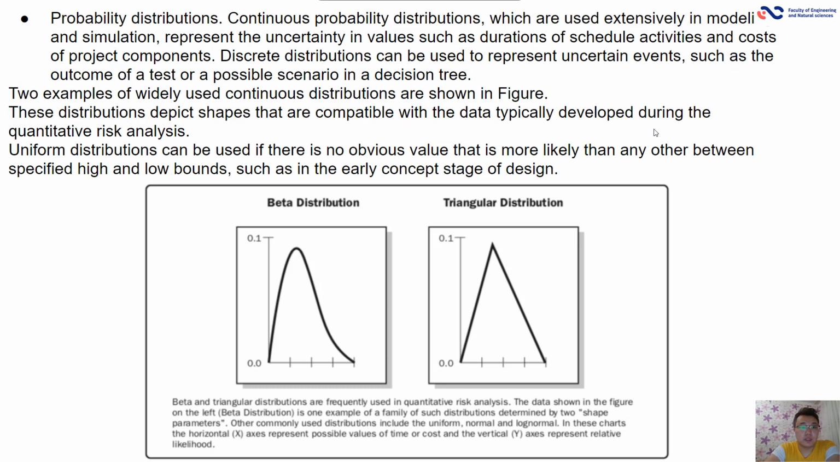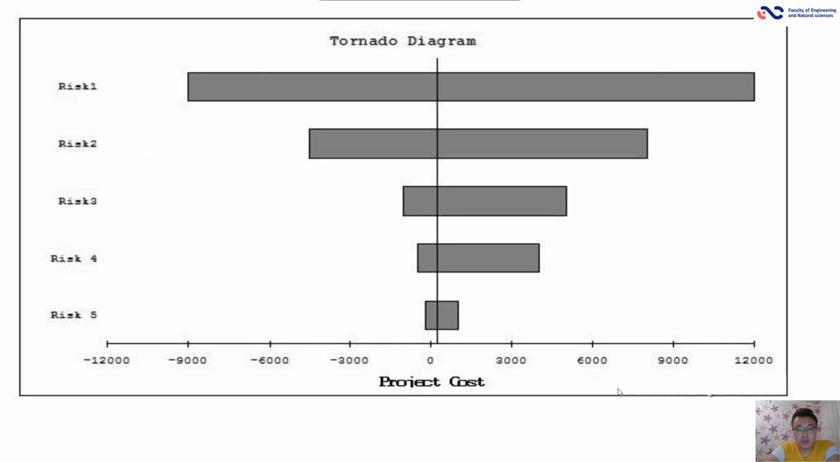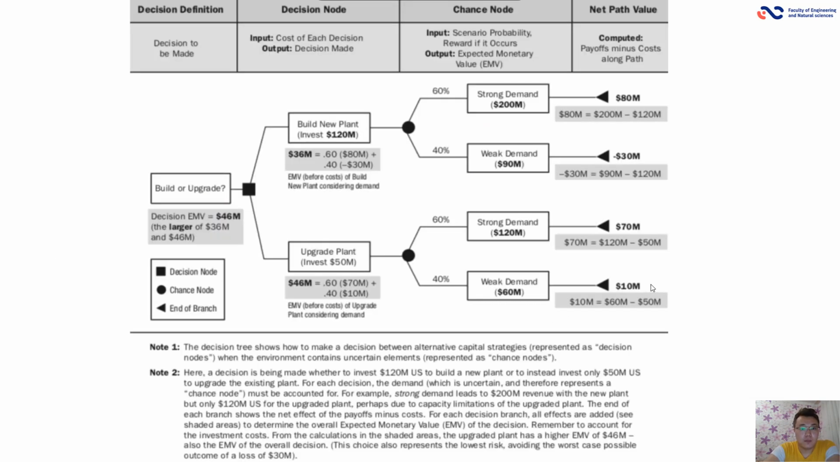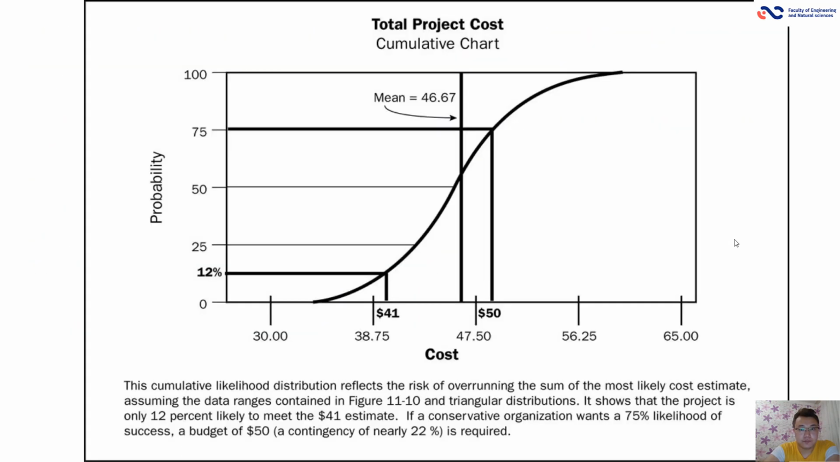It uses probability distributions, that's beta distributions, that's triangular distributions. It's a Tornado diagram, where you are analyzing the risk between the plus direction and the minus direction. It's a total project cost with their probability. It's an example, yeah.